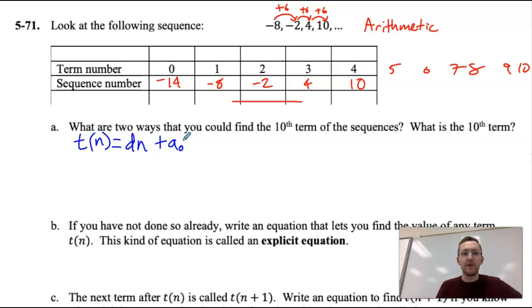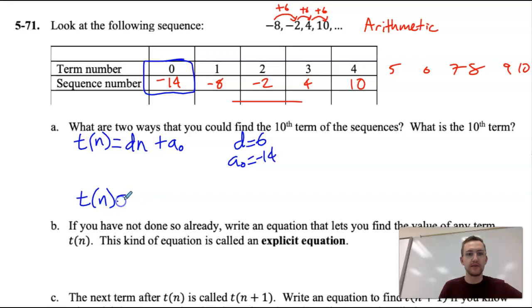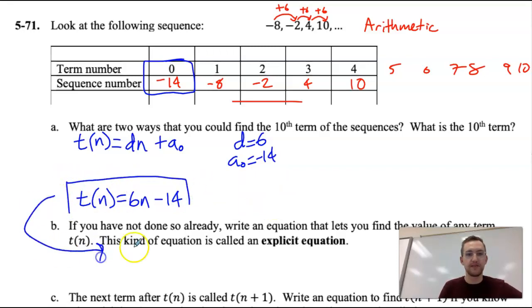So we want to find the equation for this sequence. Again, we know our difference is 6 because we are adding 6 between every single term. We know our starting value, or that 0 term, is right here, -14. We talked about that already. So that a sub 0 is -14. So we can say that our explicit equation for this particular sequence is T of n is equal to 6 times n, which is our term number, and then subtract 14. So that's our equation right here, which again, we should probably have down in part B, but I just did it up on top.